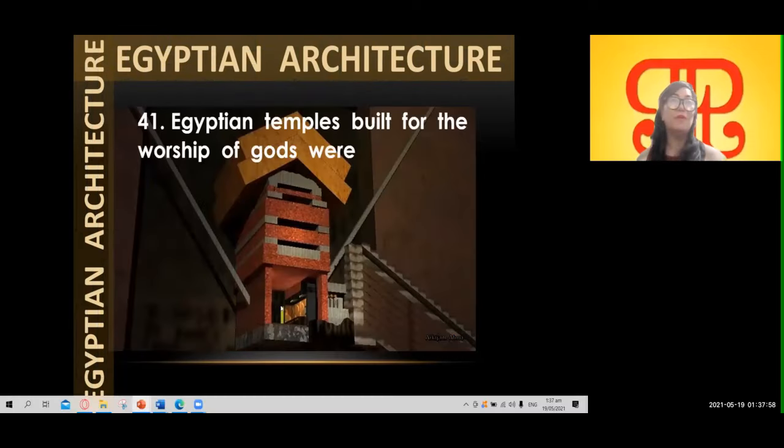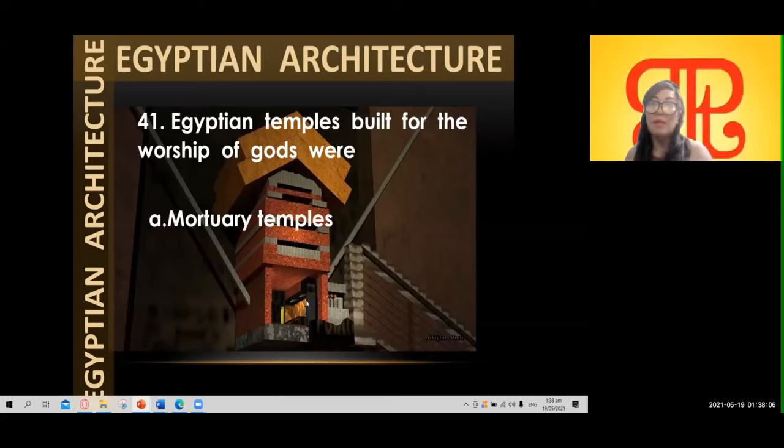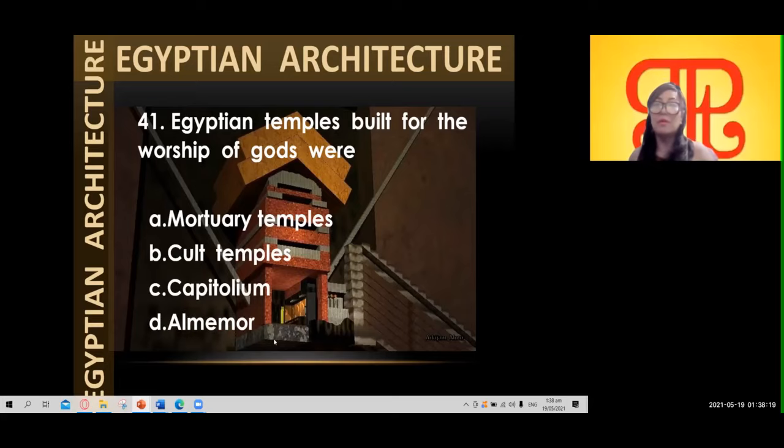Next we have 41. The Egyptian temples built for the worship of gods were, is it A, mortuary temples? Is it B, cult temples? Is it C, Capitolium? Or is it D, Al-Memor? So the answer here is letter B, cult temples.